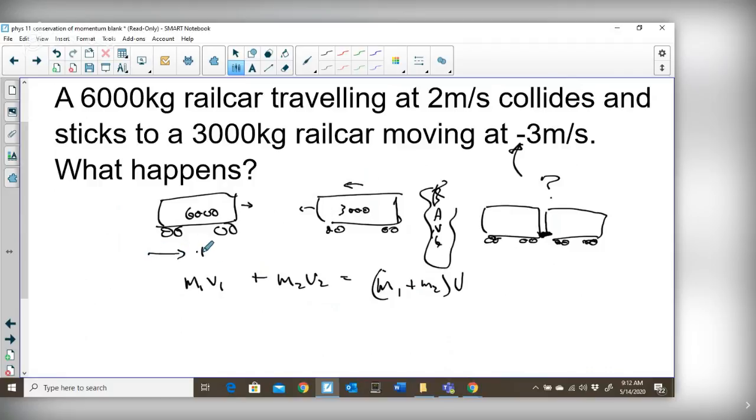So what we're doing is saying this direction is positive. So we'll have our 6,000 times our 2 meters per second, and then we'll have our 3,000 times our -3 meters per second because it's traveling the opposite direction. And then we're going to have our 6,000 plus our 3,000.